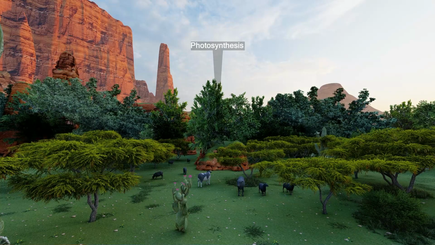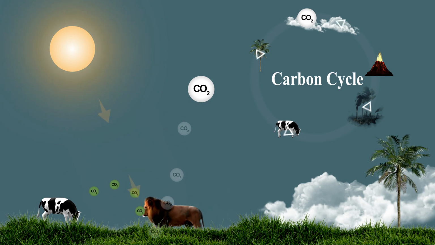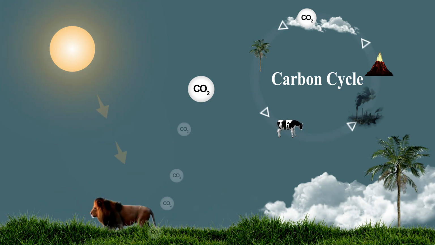Carbon moves from plants to animals. Through food chains, the carbon that is in plants moves to the animals that eat them. Animals that eat other animals get carbon from their food too.